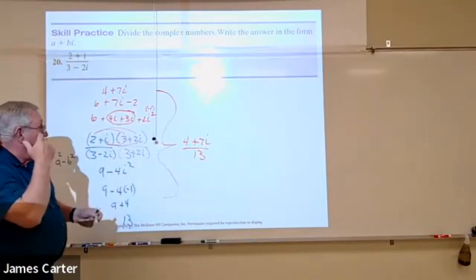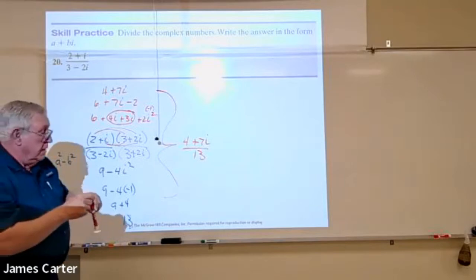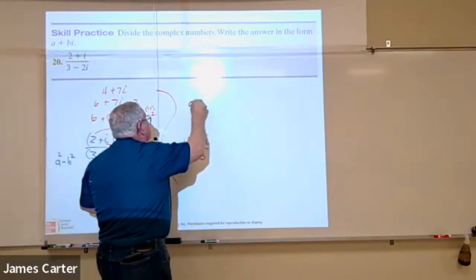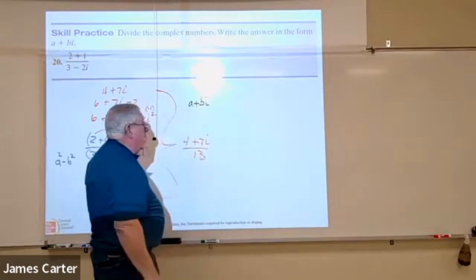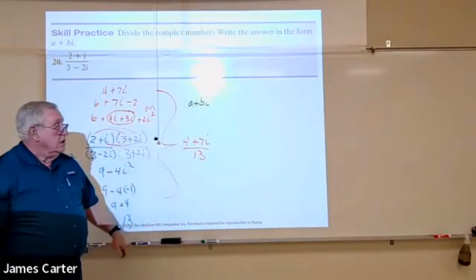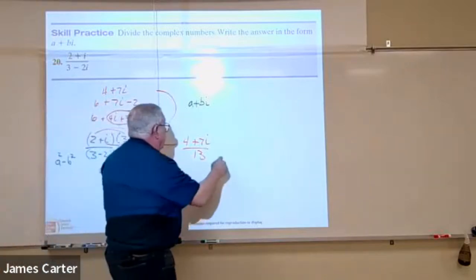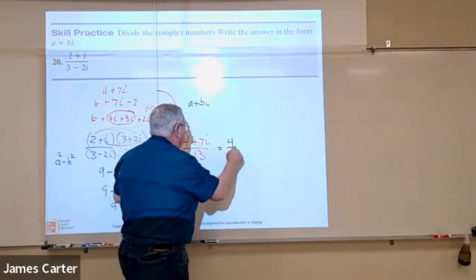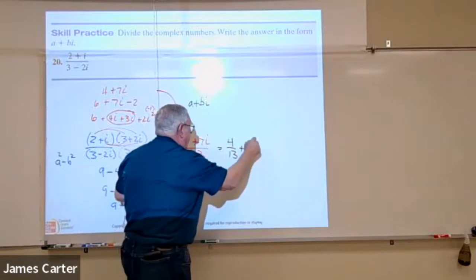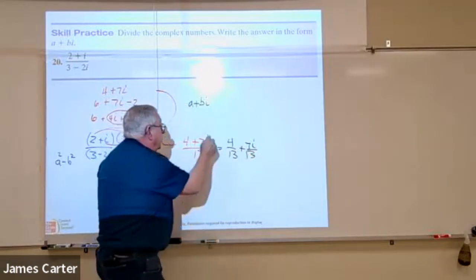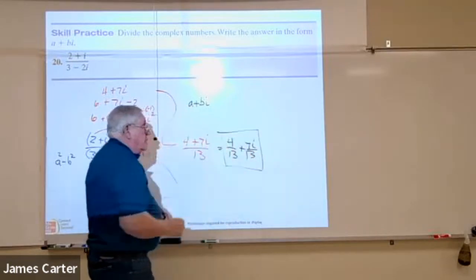Well, there's one more step. This thing has to be in the format of a plus bi. Right now, it's not. So we have to uncommon denominatorize this and make this 4/13 plus 7i over 13. That is the answer.